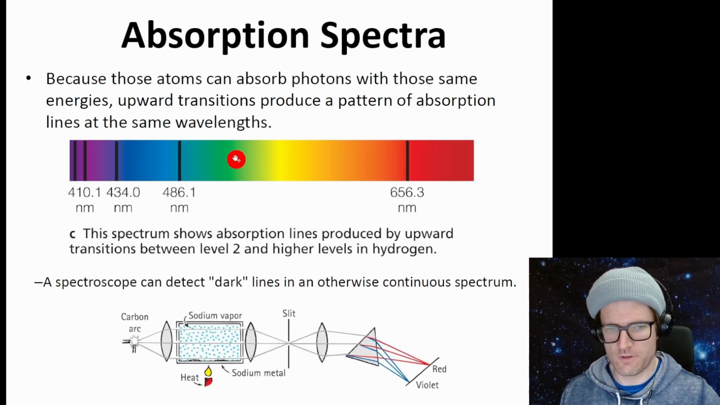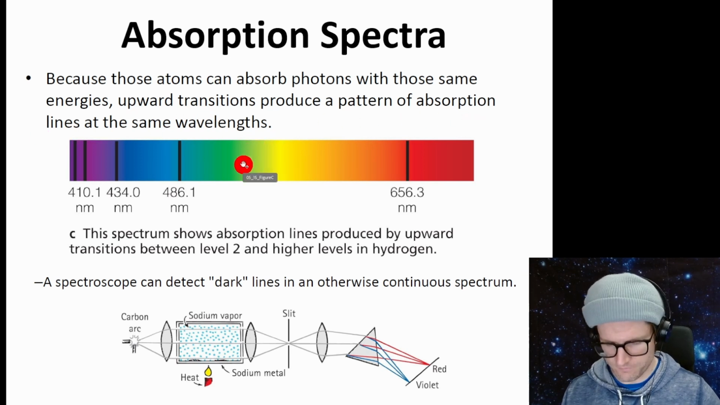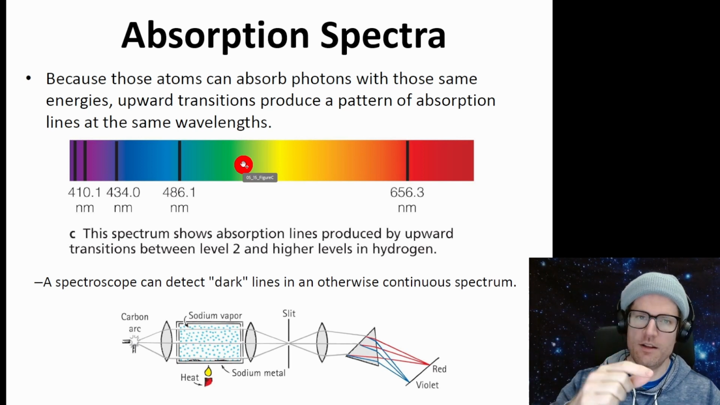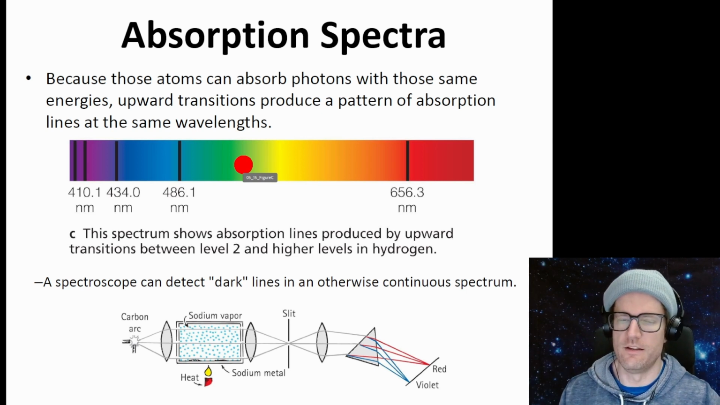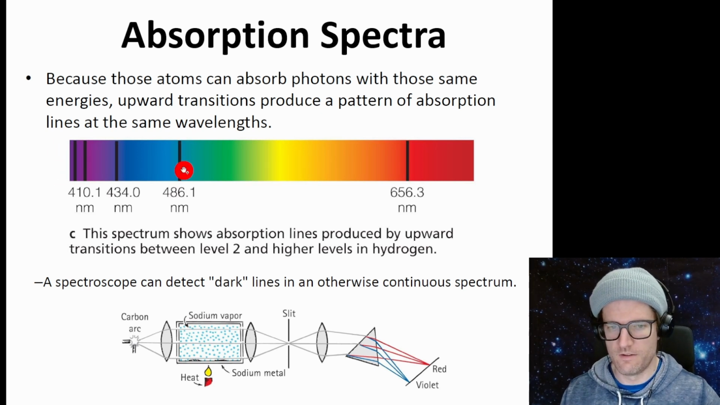Okay, so absorption spectra. So here's an absorption spectra. We have a continuous white light spectrum with some lines subtracted because of absorption. Those atoms can absorb photons with those same energies. Upward transitions produce a pattern of absorption lines at the same wavelengths. Okay, so that means when the light comes in, there's a characteristic jump excitation that grabs the energy out of the light and gives these lines right here. Okay, and a spectroscope can detect dark lines in an otherwise continuous spectrum.